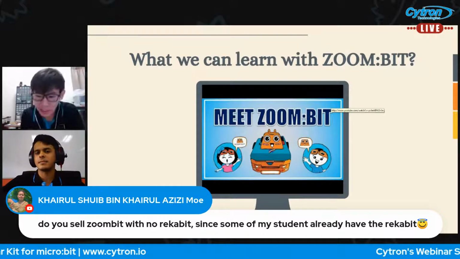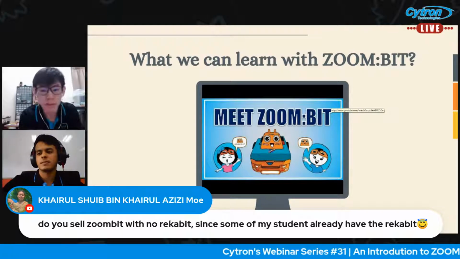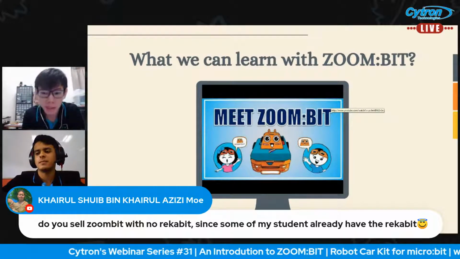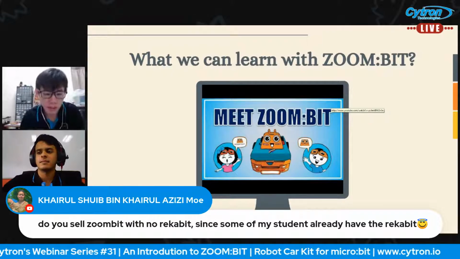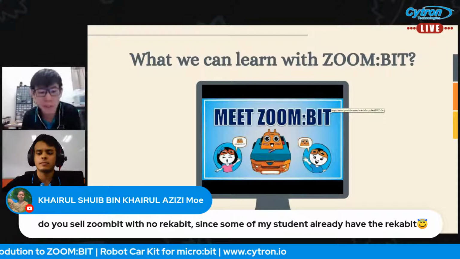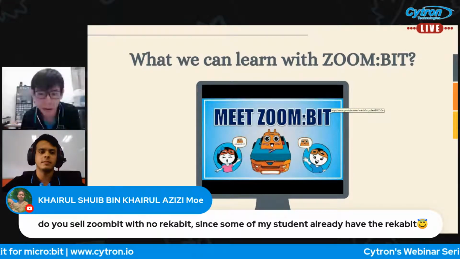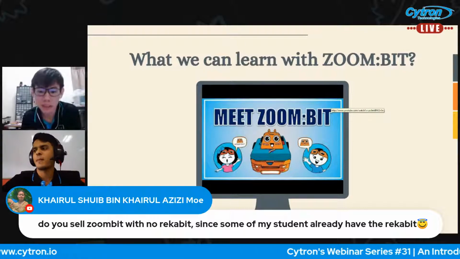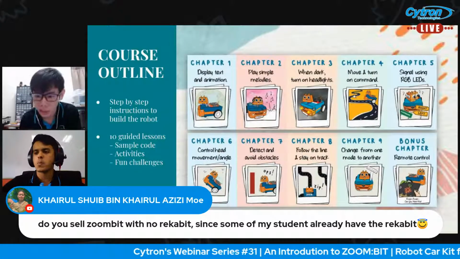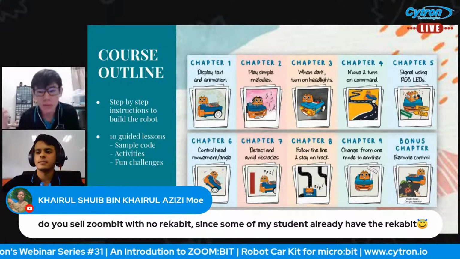I'm going to take this. At the moment, no, we don't sell the Zoombit without the Rekabit, but we do sell Zoombit without the microbit. I believe the biggest price is on the microbit itself. The microbit is quite expensive already. So we do have Zoombit excluding the microbit. You can check out our website. I will share the link later on in the comment section.